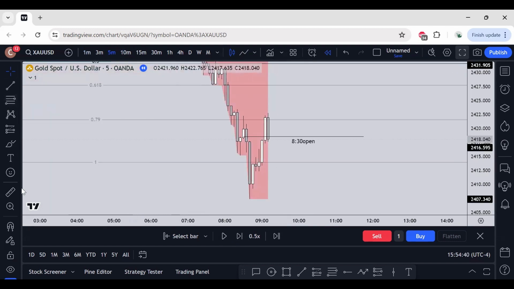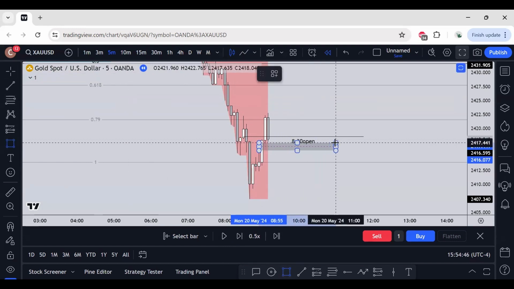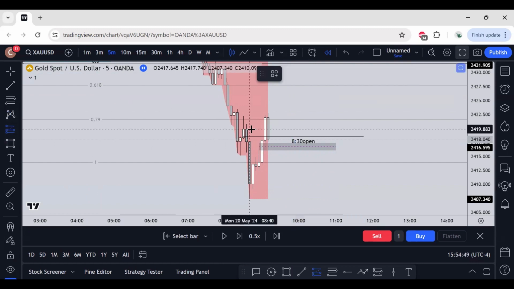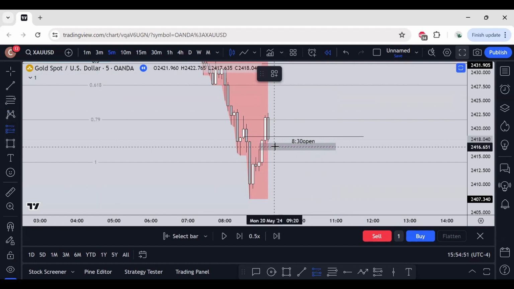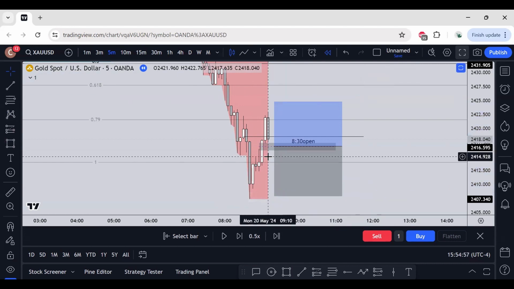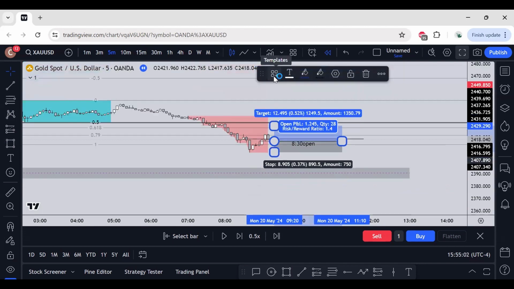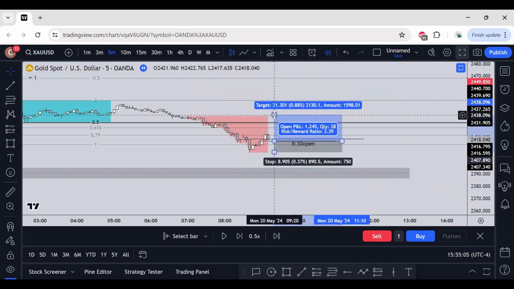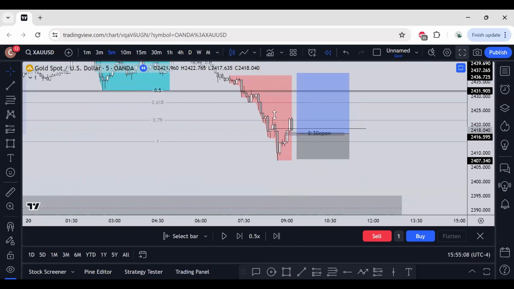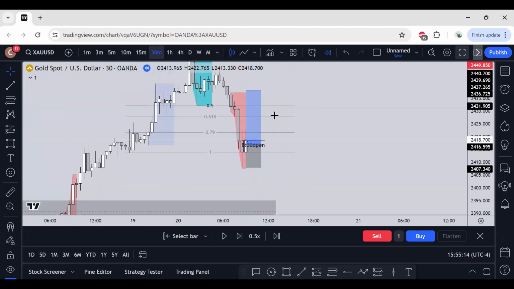My entry was based off this fair value gap over here. Of course, the price can always go lower than where you expect it to, but you just want to get in and put your stop loss below this area. You can put it over here as well, but I wouldn't do that. I just want to play it safe with my take profit around here. I'm going to go on the high time frame and see how it actually plays out.